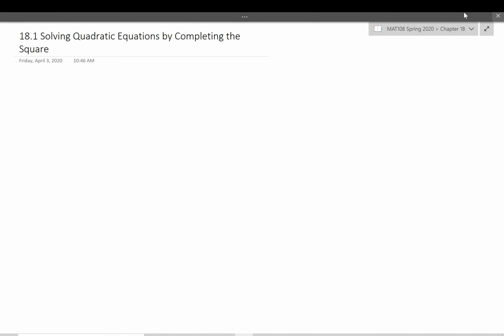All right, good morning, everybody. So we're going to transition into Chapter 18 right now. Chapter 18 really focuses on quadratic equations and ways to solve them and what they look like graphed. So what we're going to do is start off by solving some quadratic equations.